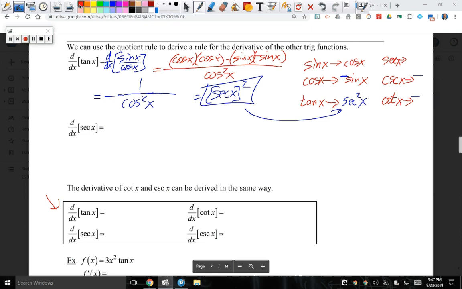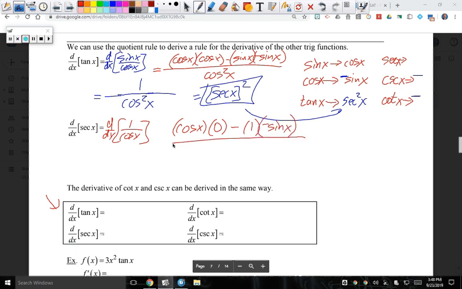Secant is the same as 1 over cosine. And if I take the derivative, I have low d high, which is 0. So that zeroes out. It's gone. Minus high d low over low. Remember, this zeroes out. It's gone. So what I'm left with is a positive sine of x.